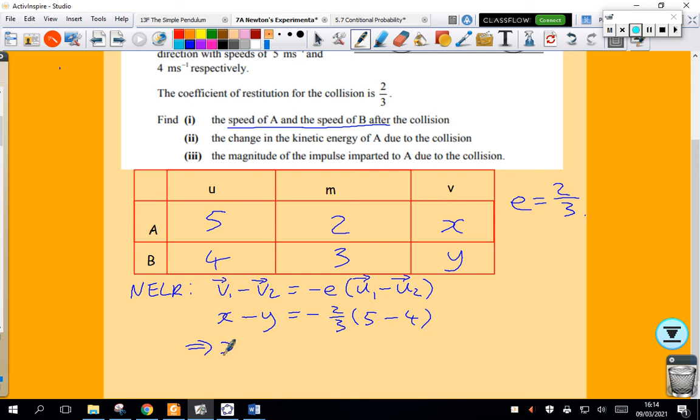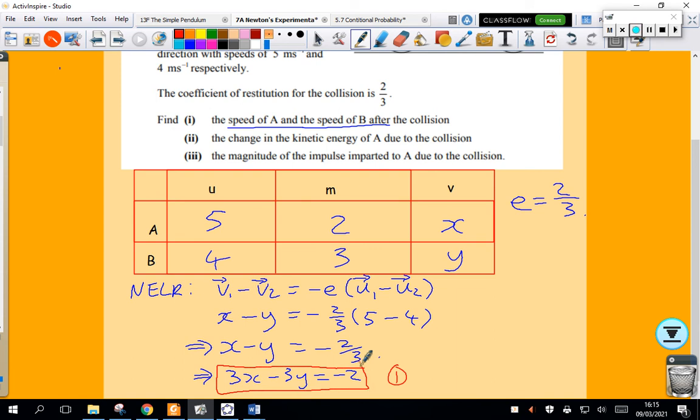So we're going to have x minus y. 5 minus 4 is 1. That's just negative 2/3. Some people don't like to see that 3 down there, so tripling both sides, 3x minus 3y is equal to negative 2. I'm just going to call that equation 1, and I'm going to keep it for a moment.